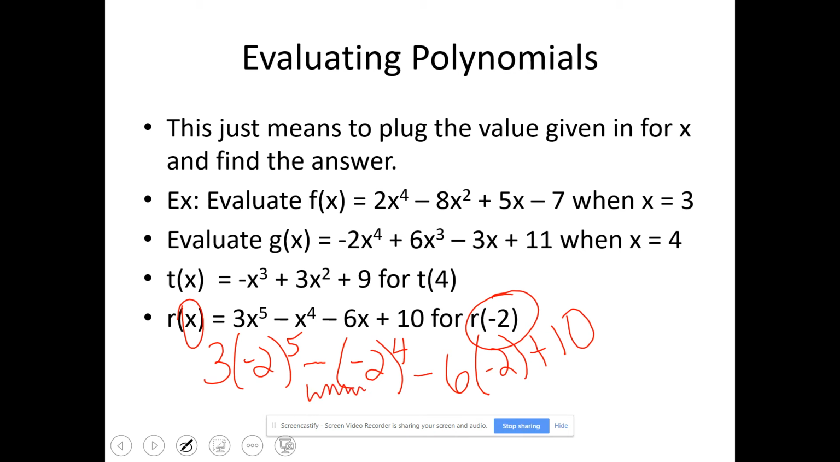Right here, I cannot do that and make that adding the opposite because of order of operations. Order of operations says we have to do the -2 to the 4th first and then worry about that subtraction. So again, whether I'm doing this by hand or in a calculator, I should get -90. So when x is -2, the answer is -90.